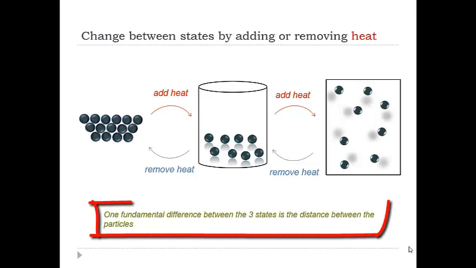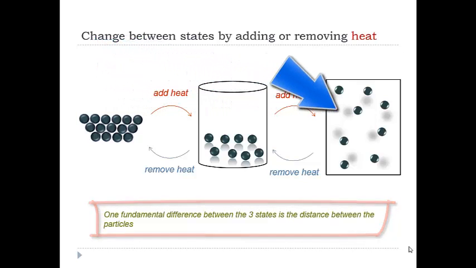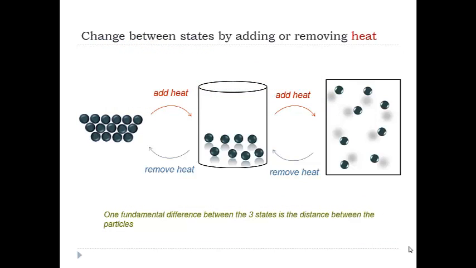Notice that one fundamental difference between the 3 states is the distance between the particles. So in a solid, they're close together. In a liquid, they're further apart. And in a gas, they're much further apart.